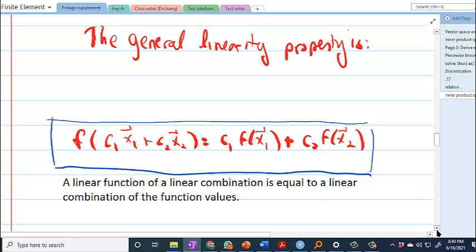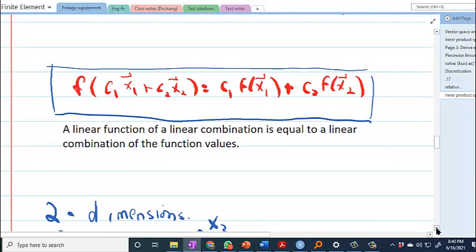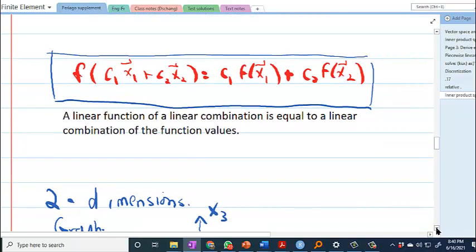Now we want a bilinear function. Remember, a bilinear function has more than one vector as its domain.